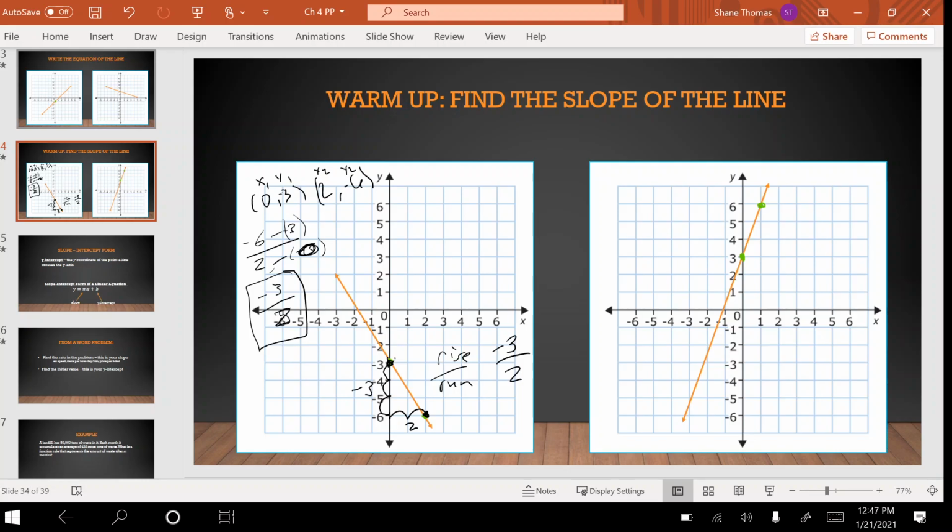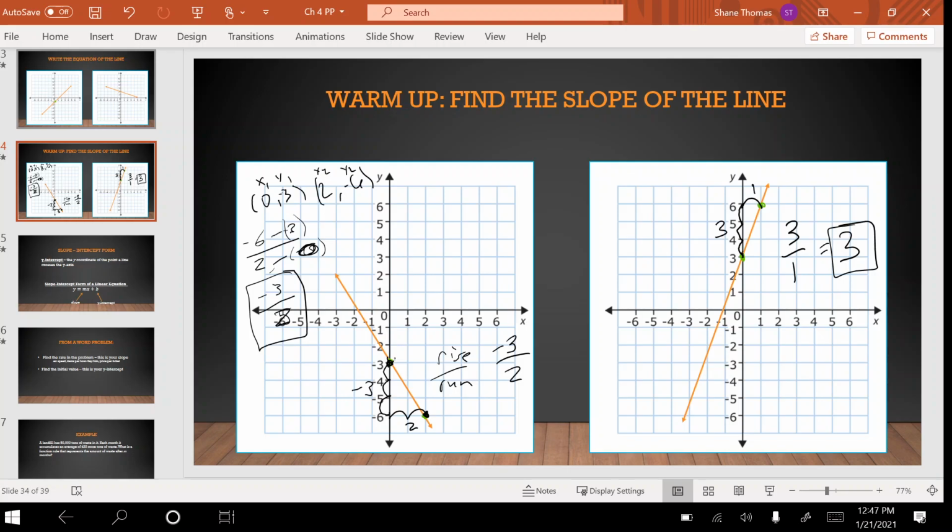Do you have a question? Okay. All right, second one. Let's just do this one with the count off method. If I start at this point right here on the y-axis, all right? Start right there. Do I have to go up or down to get to the one on the right? Go up. 1, 2, 3. Over how many? 1. Rise over run. What's my rise? 3. What's my run? 1. Or just 3. That would be my slope for that guy.